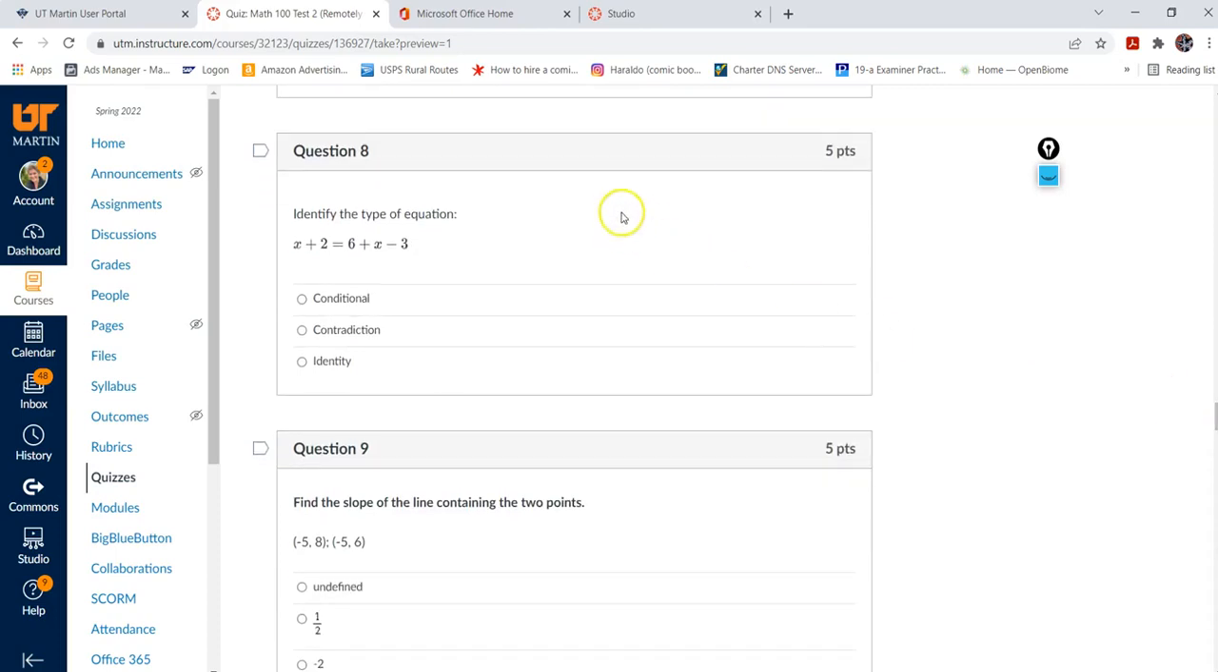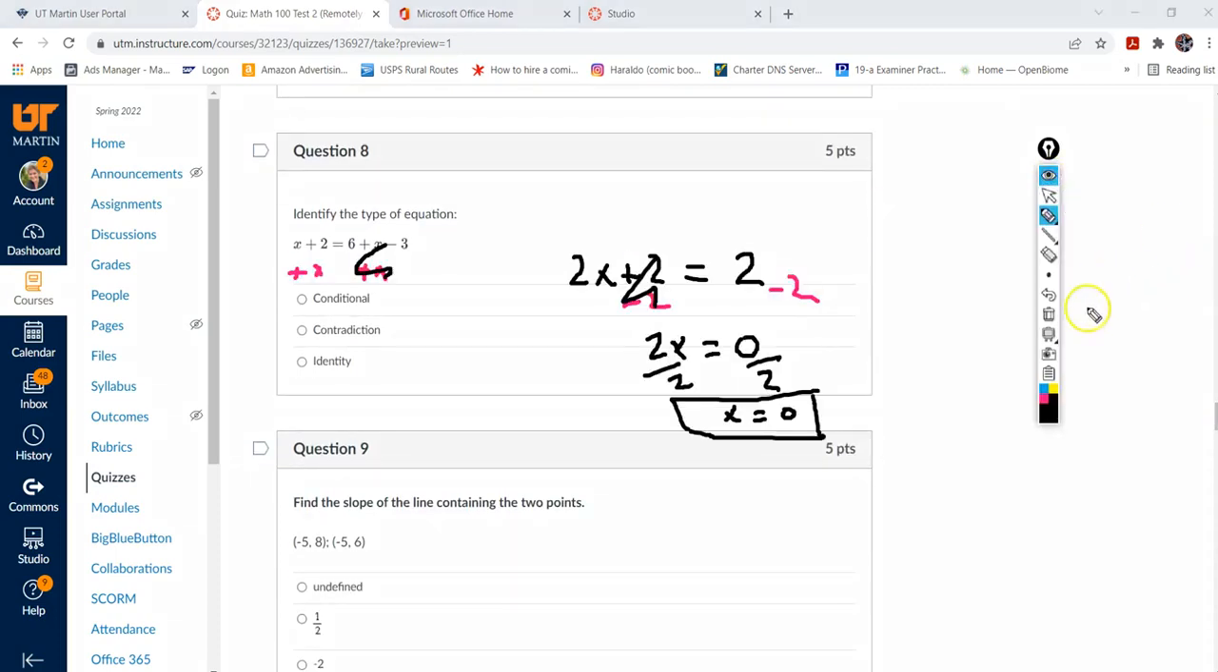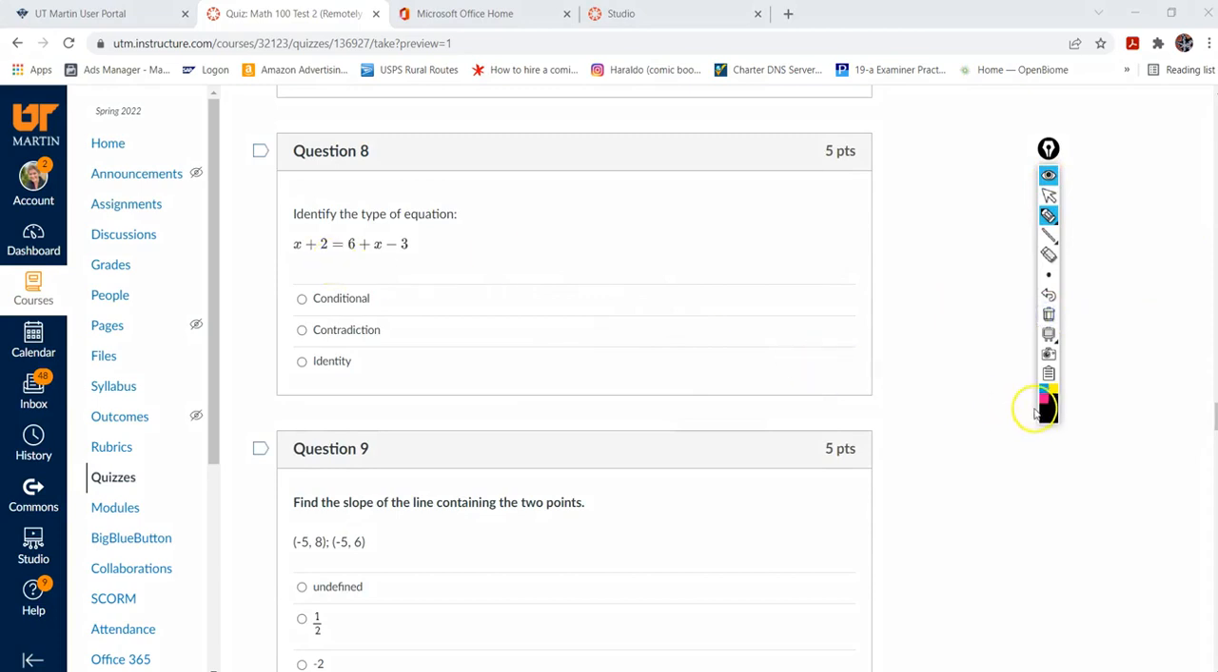Let's see what we have here. What am I going to do here first? I'm going to subtract x from both sides. So when I do that, this cancels out, and that cancels out, and I'm left with 2 on the left-hand side is equal to 6 minus 3. That is a false statement. And so what we have here is a contradiction. You have a contradiction when you have a false statement.